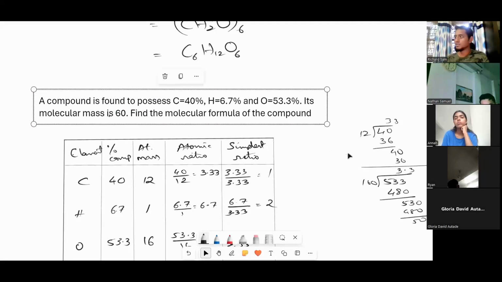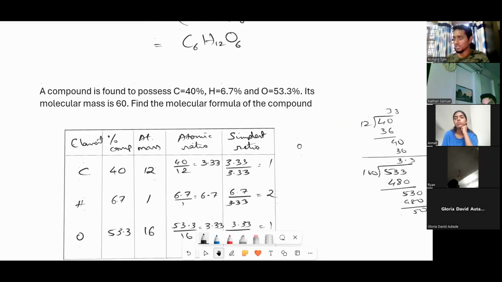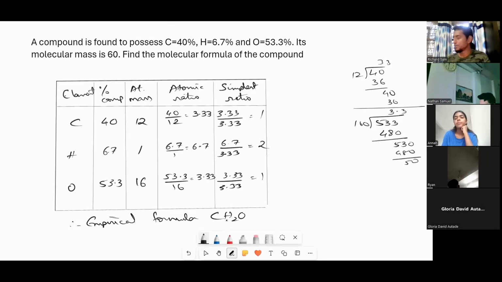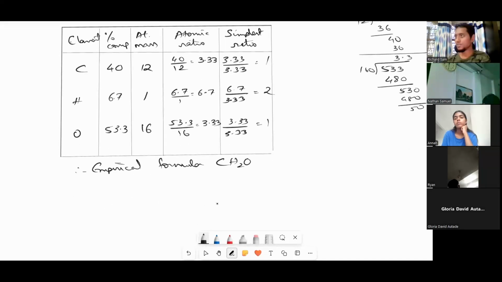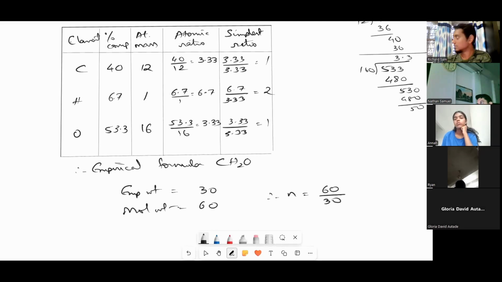What is missing now is the empirical weight. Can we find the empirical weight? Yes, we have the empirical formula, and from that we can find the empirical weight. In fact, we found it in the previous one. How much was it? 30. So we have empirical weight 30 and molecular weight, given in the question, 60. Therefore, n is 60 divided by 30, which is 2. Okay, we got n.